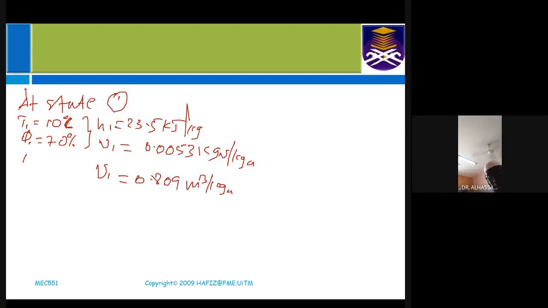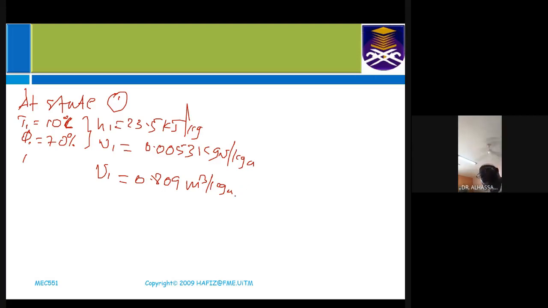Similarly, we can determine, yes, so let us see, we are interested in the properties at state 2, namely T2 and the relative humidity at state 2. Okay, so clearly what we need to do is to determine first the mass flow rate.